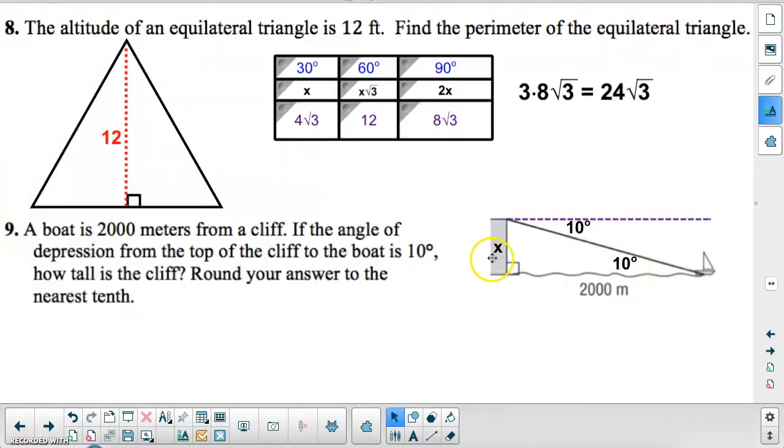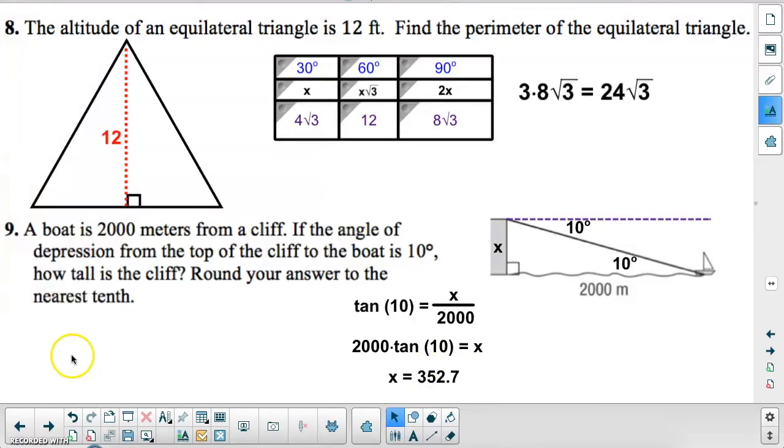From the 10, the x is opposite, the 2,000 is adjacent, and so we're using tangent to solve for x. Tangent of our angle equals opposite over adjacent. When x is in the numerator, we just multiply by our denominator. So 2,000 times tan of 10 degrees is equal to our x, which is approximately 352.7 meters to the nearest tenth.